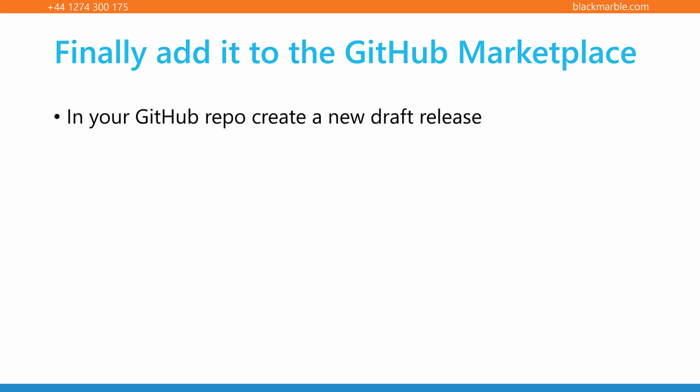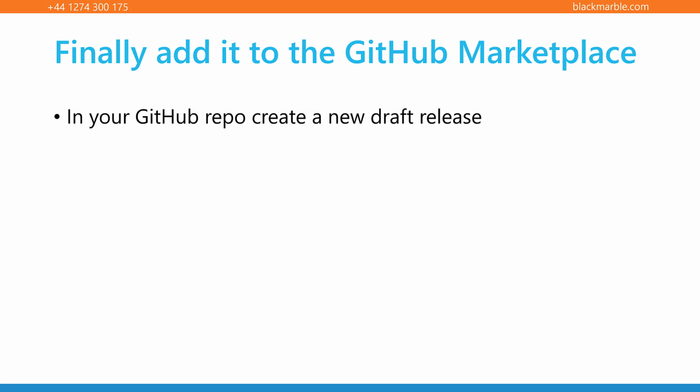So the final thing to do is I've created my action in a repo. The repo's public, so I can come along and I'd like to advertise the fact that that exists. Now there's nothing stopping anybody using that because it's public anyway, but how would they find it? So what we want to do is put it into the GitHub marketplace.